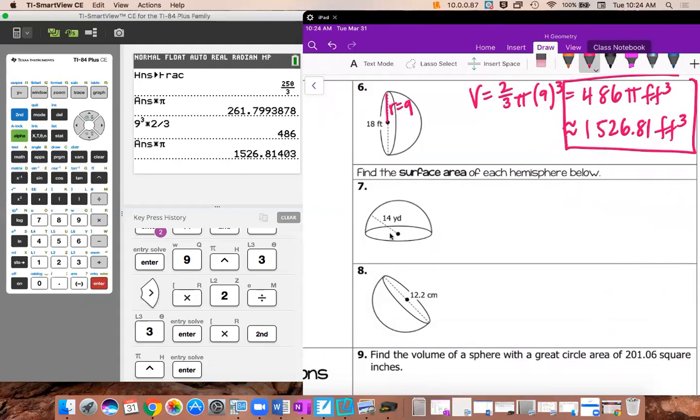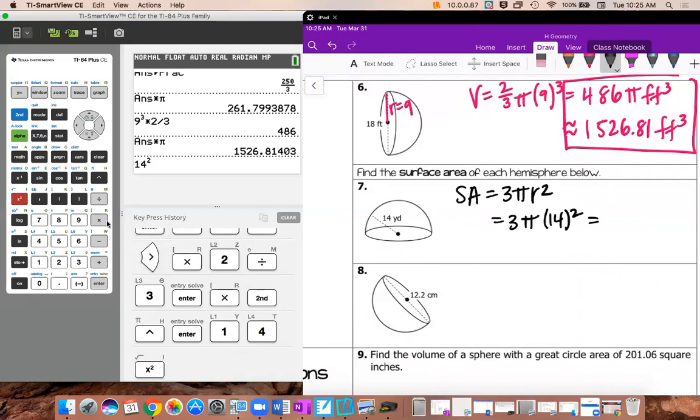So surface area was 3 pi r squared. So 3 circles basically. So this becomes 3 pi. It shows us our radius is 14. So I just plug in 14 squared. Go to your calculator. Hopefully this one's way easier than the other ones we've been doing.